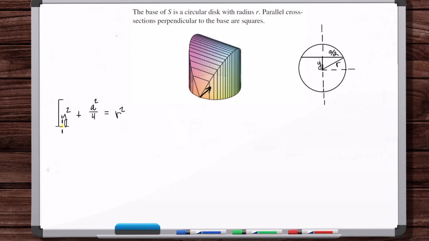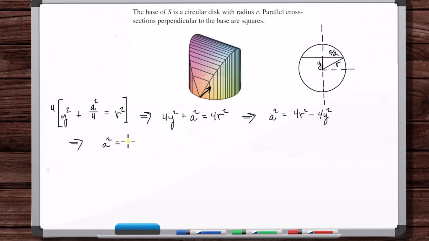Okay, so let's solve for a. Multiply the entire equation by 4: you've got 4y squared plus a squared is equal to 4r squared. So a squared is equal to 4r squared minus 4y squared, which is 4 times (r squared minus y squared). Now we take the square root of both sides, but we don't have to put plus or minus, I'll show you why. We get a is equal to 2 root r squared minus y squared.